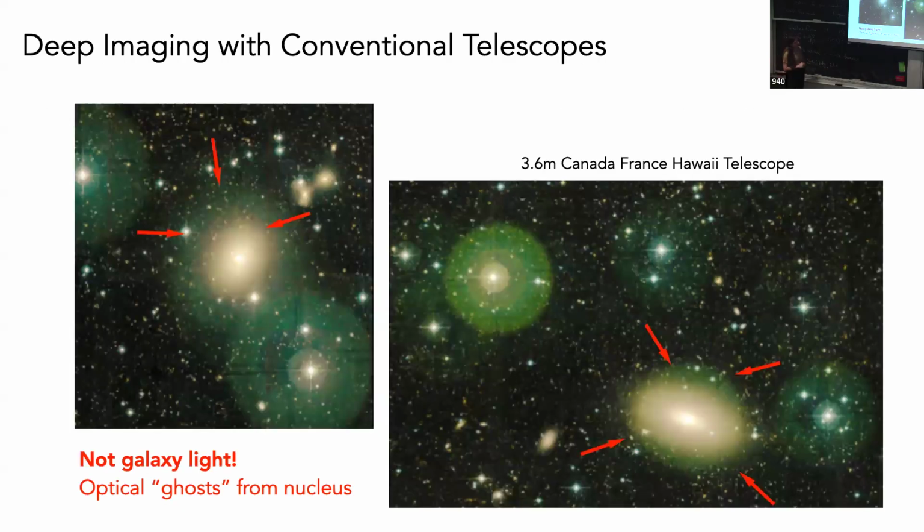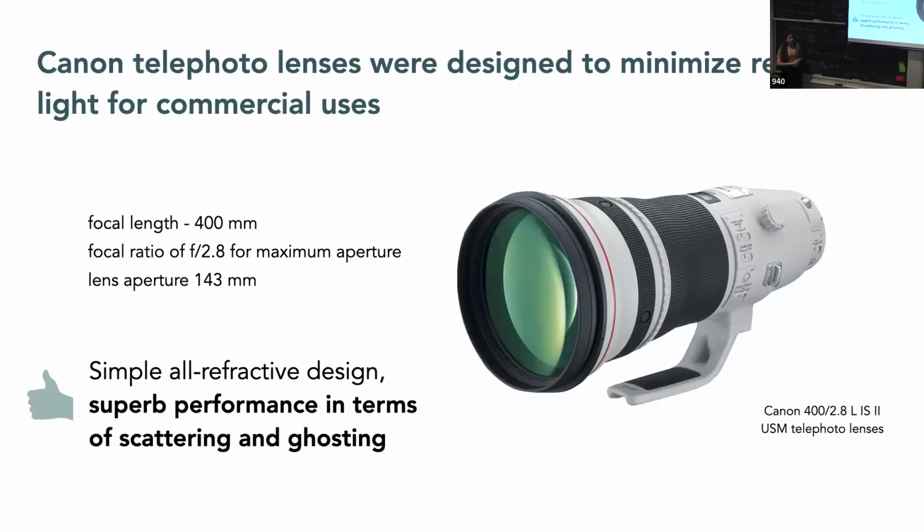Here's another example from CFHT. And it's pretty old. Things are looking better right now because some components have been replaced, etc. But you see there are all of these stars, and here is an elliptical galaxy. None of this diffuse, low surface brightness light around the object is real galaxy light, it's actually scattered light. Okay, so there are many solutions, and I'll talk about some of them.